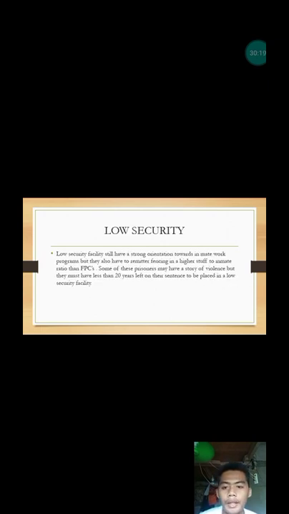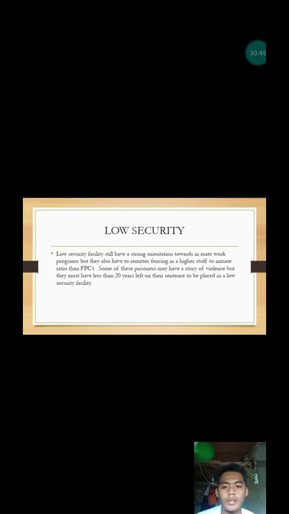Low security. Low security facilities still have a strong orientation towards inmate programs, but they also have perimeter fencing and a higher staff to inmate ratio than FPCs. Some of these prisoners may have a history of violence, but they must have less than 20 years left on their sentence to be placed in a low security facility.